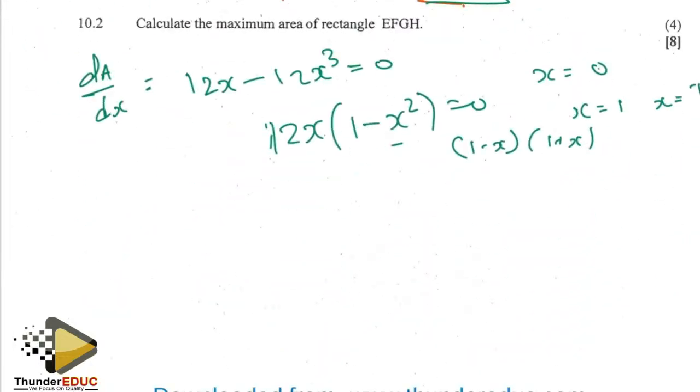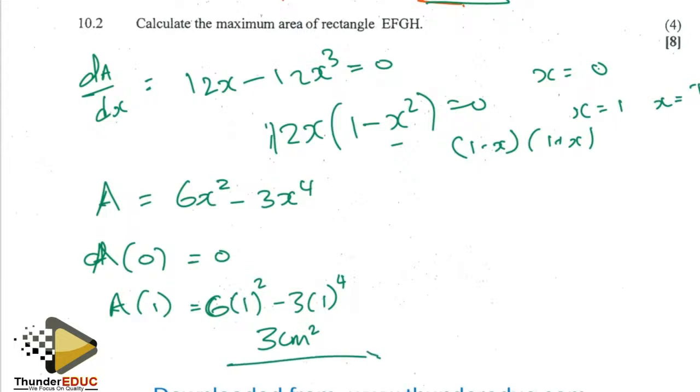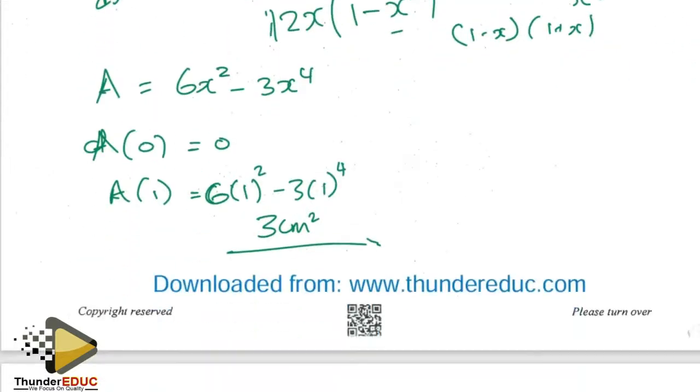So then I'm going to just get these numbers of mine and try to substitute them into this formula. What is A0? That's 0. If I use A1, that's going to be 6 times 1 minus 3 times 1 to the 4. Those are just going to be ones, so that's going to be 3 units. Now they talked about centimeters, so let me just call them 3 centimeters squared. Then if I try to use the negative sign as well, I'm going to end up with the same thing, which means that my maximum area is just 3 centimeters squared.